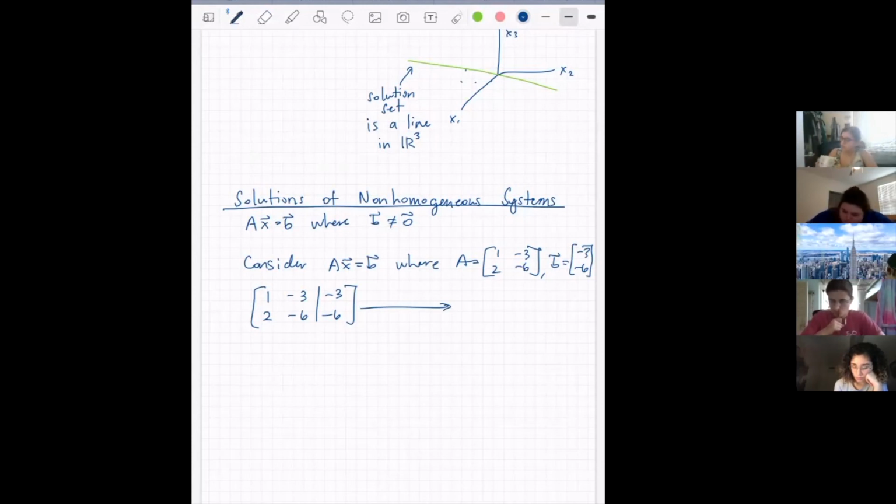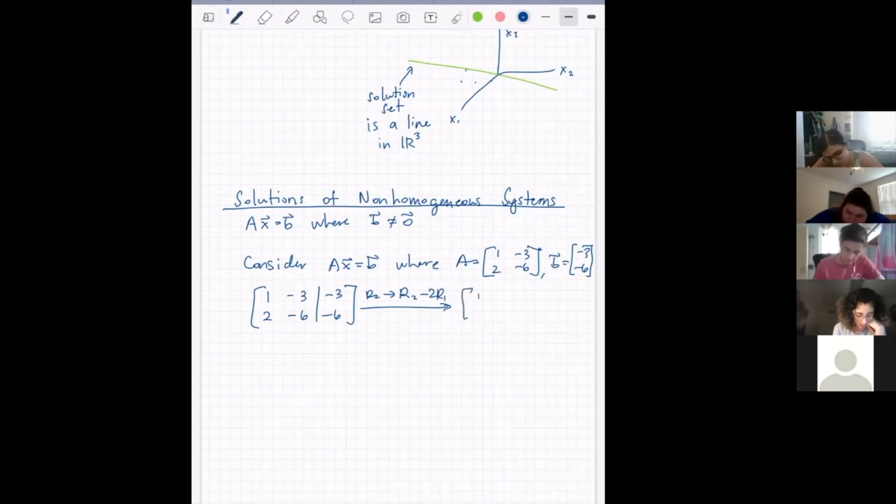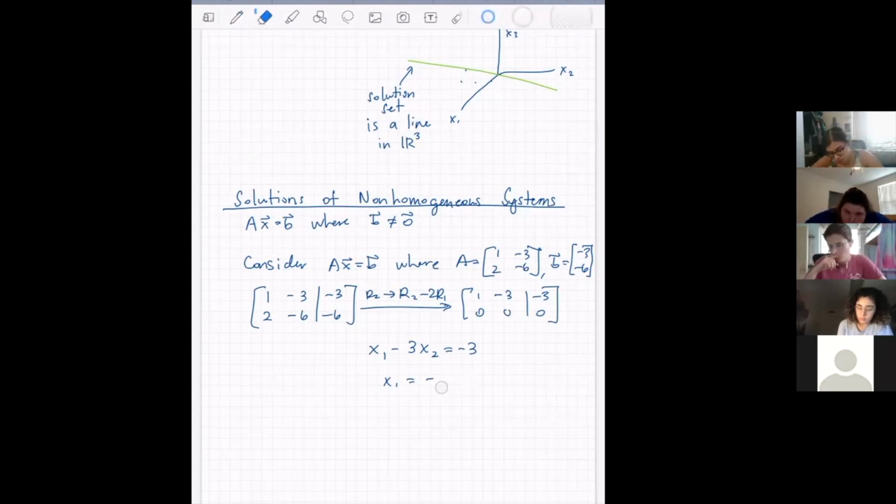Okay, so the row operation would be, we would take row 2 and replace it with row 2 minus 2 times row 1. And if we do that, we'll get 0, 0, 0, right? Okay, so we get one equation out of this, which is x1 minus 3 times x2 equals -3, right? So writing x1 in terms of x2, we get -3 plus 3x2.